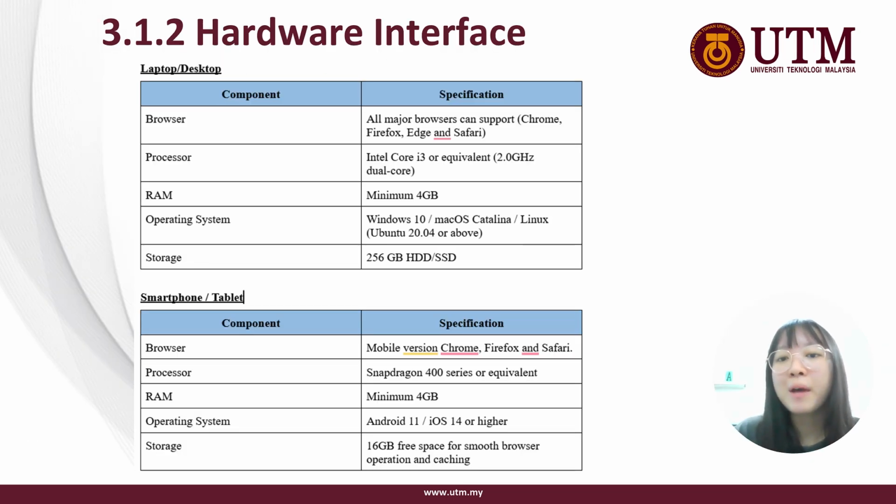So now let's move on to the detailed part of the hardware interface. Our system runs smoothly on standard laptop and smartphone. It requires at least 4 GB of RAM, a modern browser, and 256 GB storage for desktop or 16 GB free on mobile. This is designed to ensure cross-device usability with minimal hardware requirements.